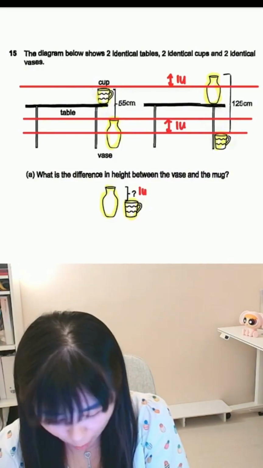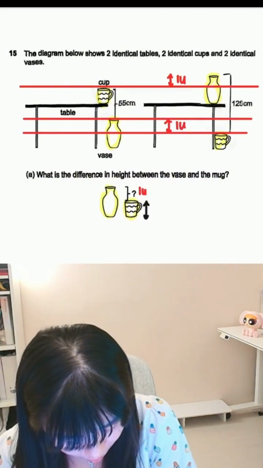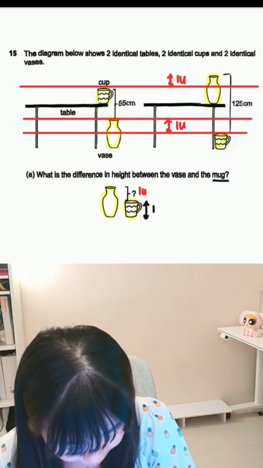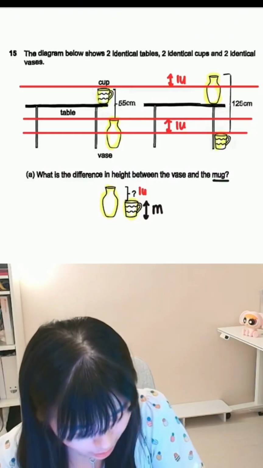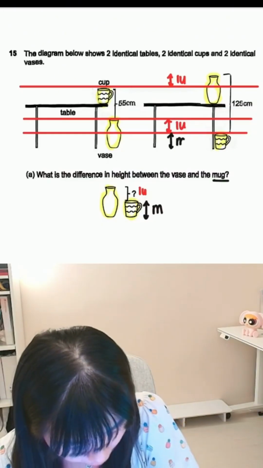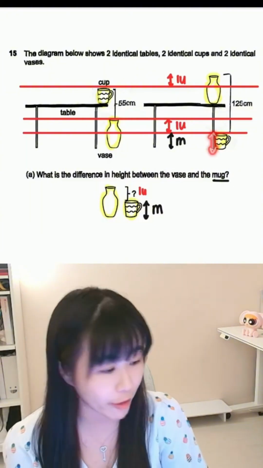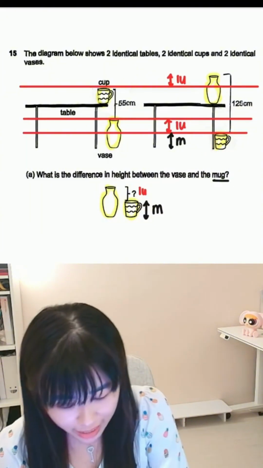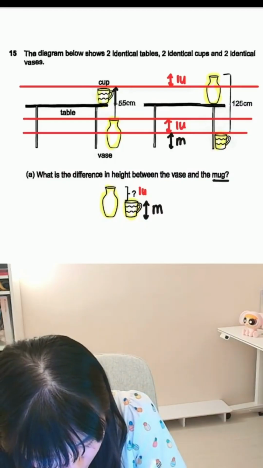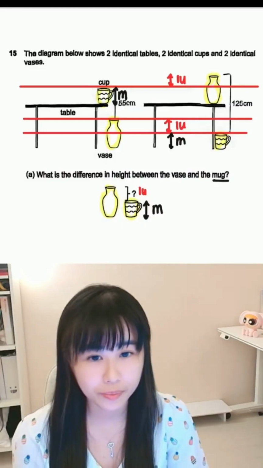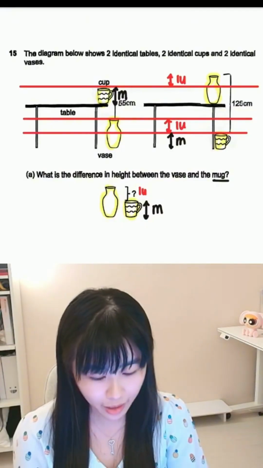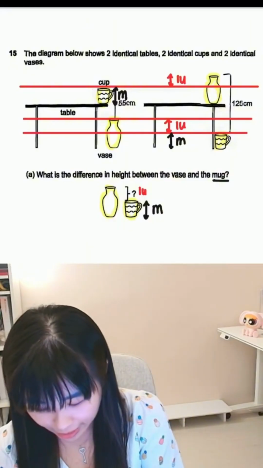Good. Now, I'm going to let this cup, this is called mark, I'll let it be M. So, this is M. Why? Because this is the height of the mark, right? So, if this is M, then this is also the height of the mark is M. I hope you all can understand.